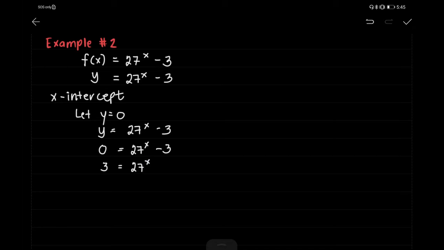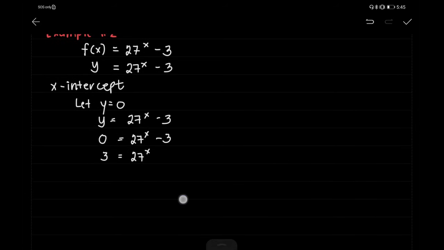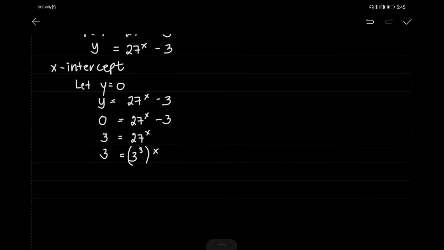So, in this case, para ma-solve natin yung value ng ating x, dapat equal yung ating base. Paano ba natin gawin itong 27 na kung saan magiging yung base niya is equal sa kabila, which is 3? We know that 27 is 3 cube, okay? Kasi 3 times 3 is 9 times 3 is 27. So 3 cube raised to x, which is equal to 3. In this case, the same na sila ng base.